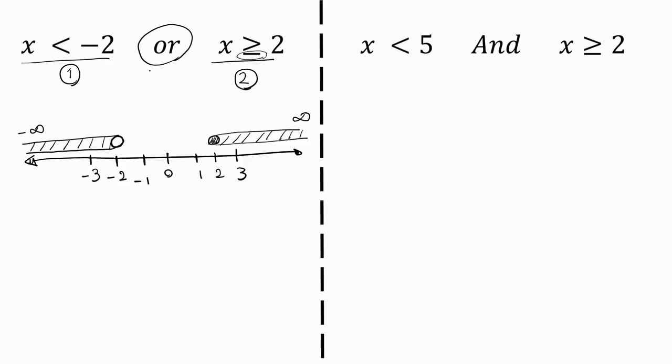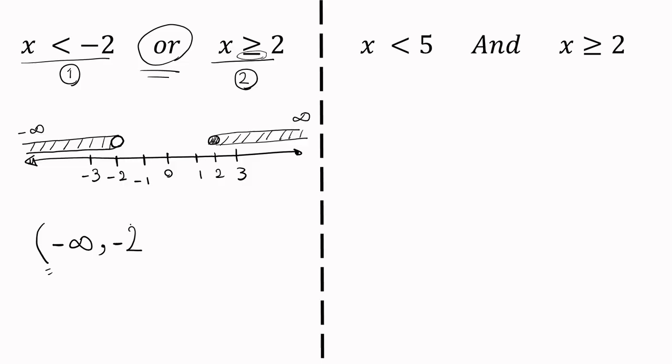Now, because of this word, as you can see, it is "or". Whenever I have "or", I must find the union of the ranges. So let's add the ranges. What is the final answer? As you can see, it starts from -infinity. For infinity, I always use parentheses, not a bracket, because I do not know the exact number. So -infinity up to what? As you can see, it comes up to -2, right?